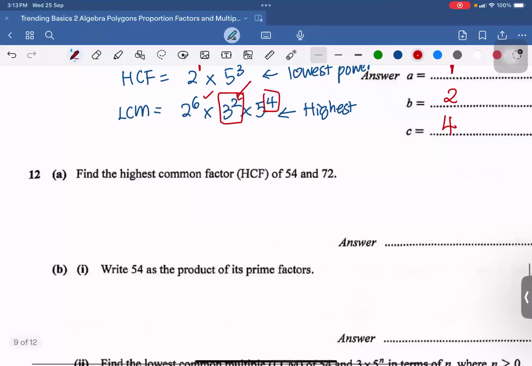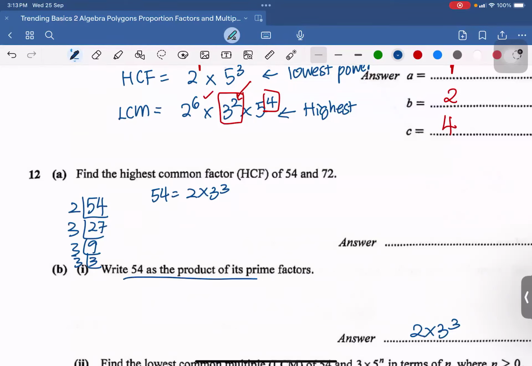Next question. Find the highest common factor of 54 and 72. I know many people will go and do it one way, some of you will write 54, then 72, then go and do this. Please don't do that. That one is the primary school method. So what we do is divide 54, 27 divided by 3, 9 divided by 3, 3. So 54 is made up of 2 times 3 cubed, which is this answer already. And I want to look at 72. 72 is 2 cubed times 3 squared, if I'm not wrong.